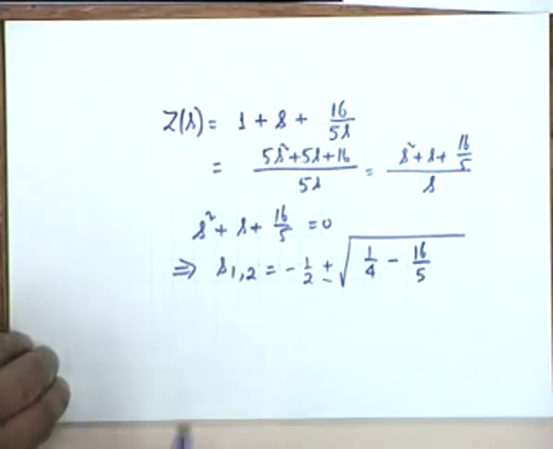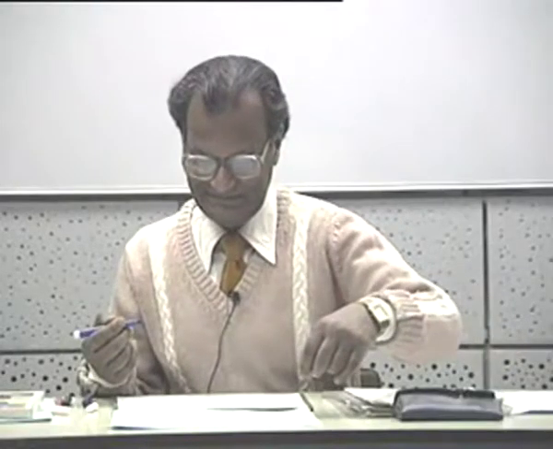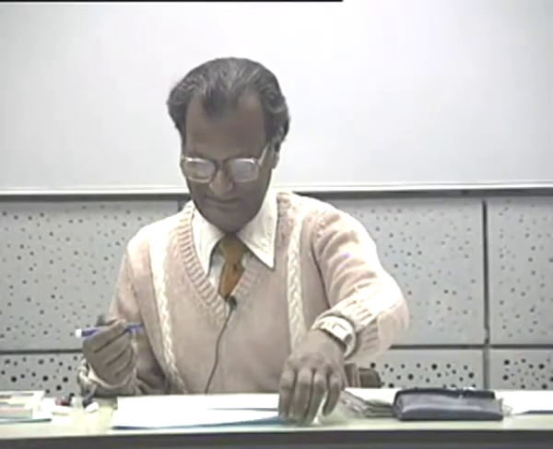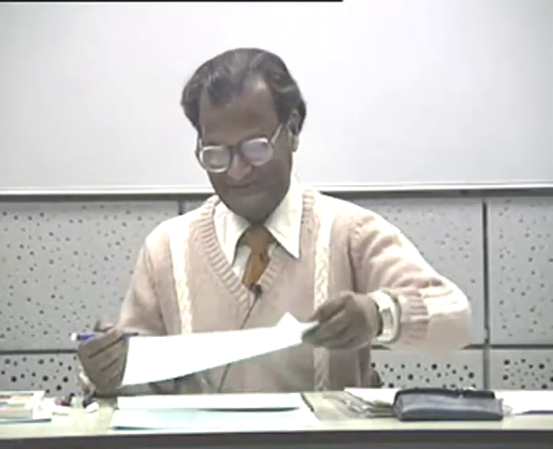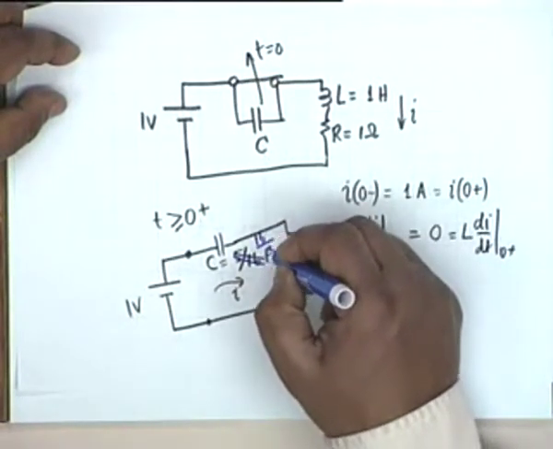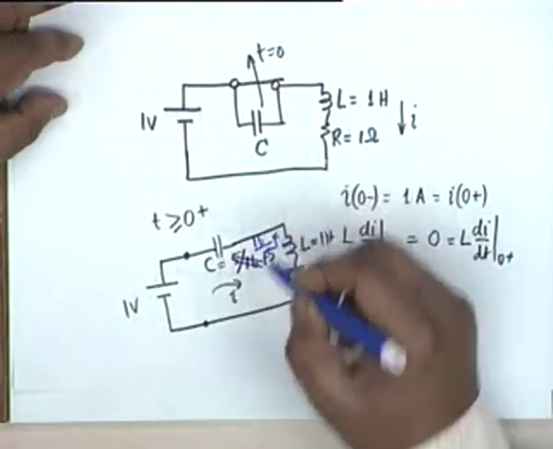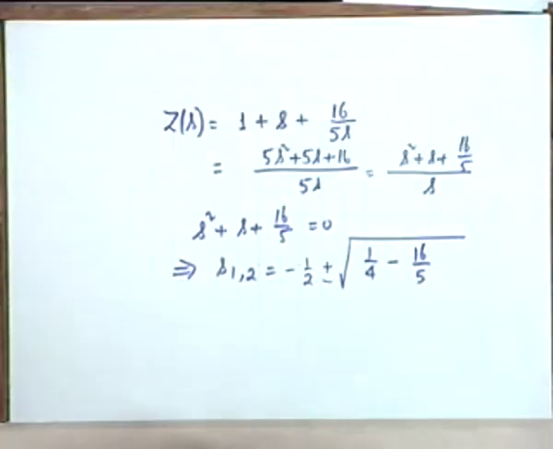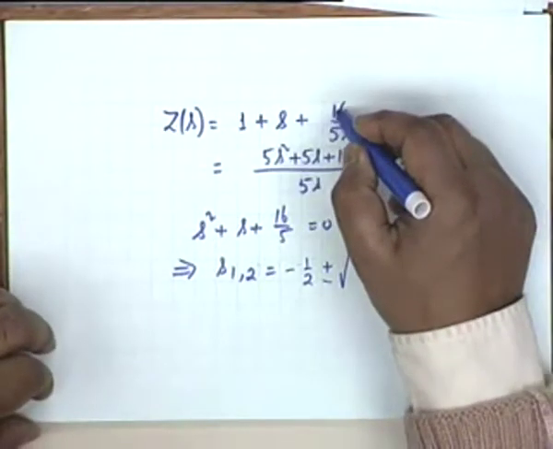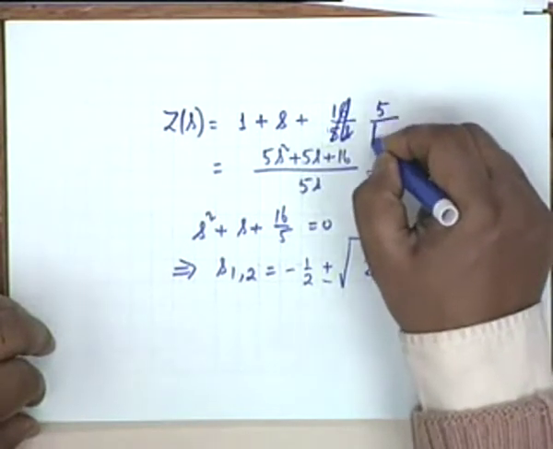No, have I made a mistake? 5 by 16. No, I want it the other way around. I want this to be 5 by 16. So what should I change? I changed the capacitor. Pardon me. I want to keep life simple, so I'll make this 16 by 5. Will you make this change? 16 by 5 farad. Then my coefficient here becomes 5 by 16.